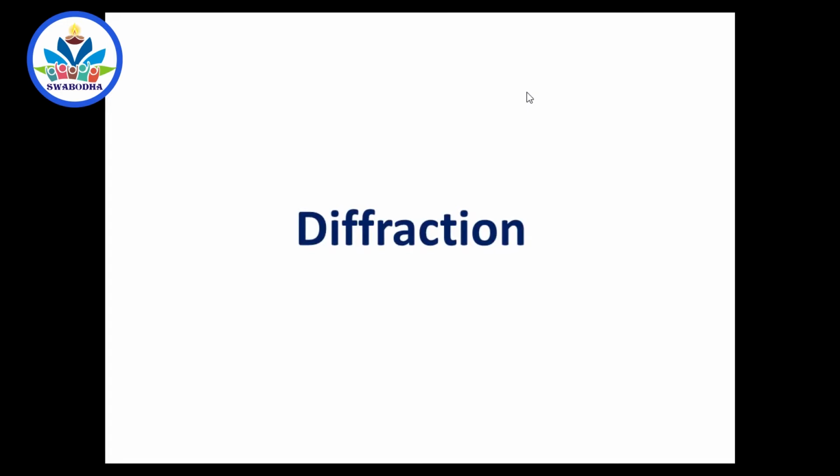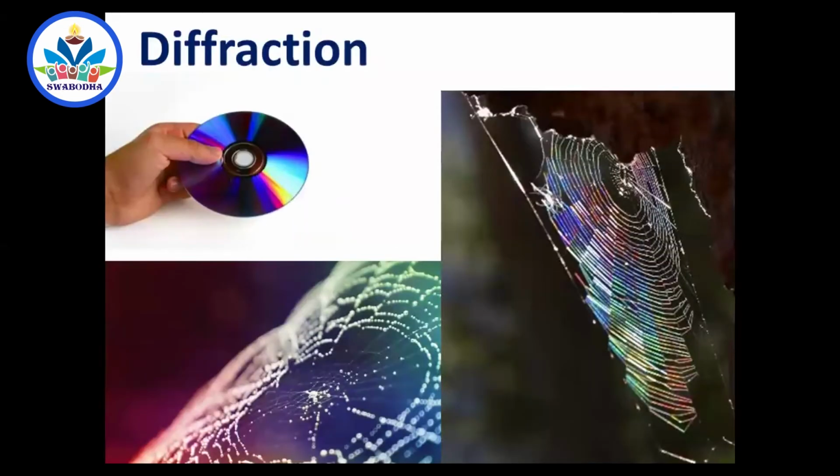We have been discussing diffraction, but in between we had some break. So now we will continue the things we have studied in diffraction, the bending of light around narrow obstacles. We will quickly recap the things we have studied earlier. These are the examples for diffraction.